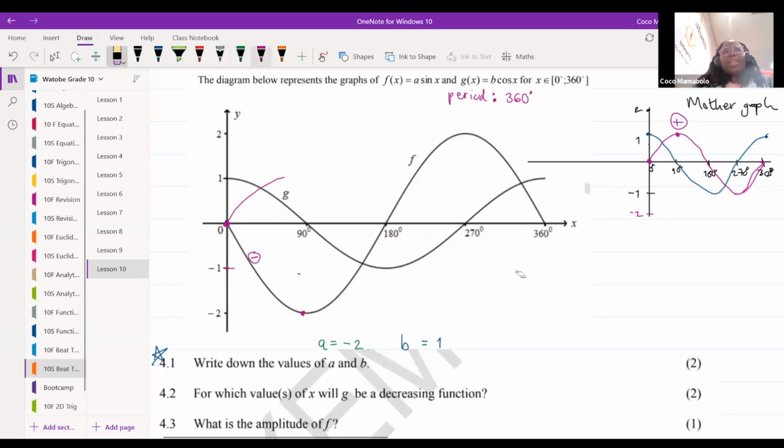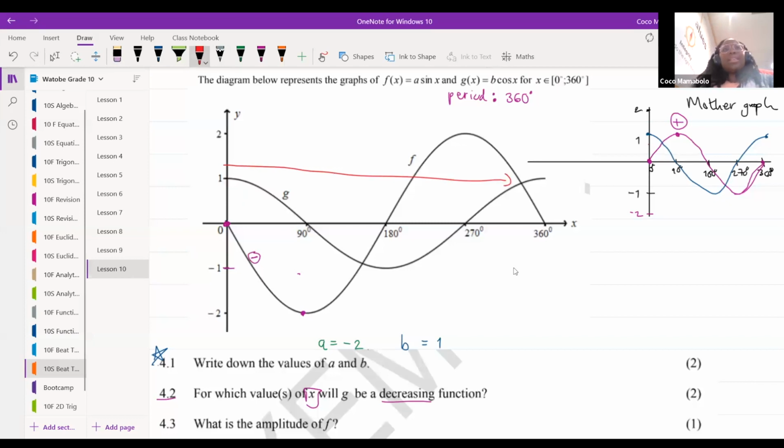4.2, okay, it says here, for which values of x will g be a decreasing function? Okay, let's have a look at the graph of g, guys. The graph of g is the cos graph. When they say decreasing, they want to know which part of the graph is going down. Between which values is my graph going down? Now, look at it in this direction, guys.